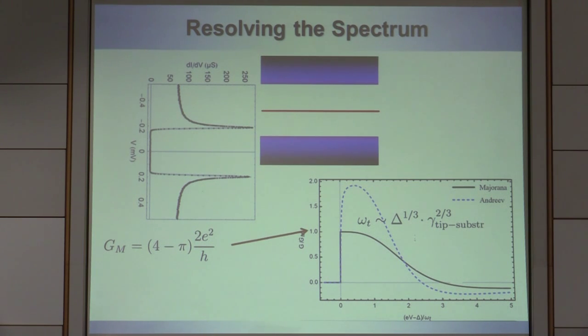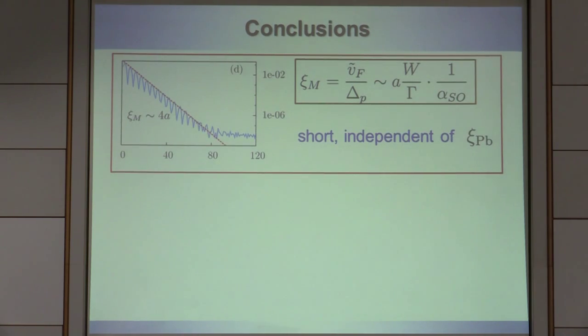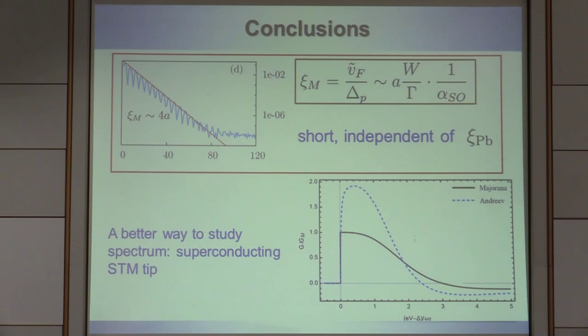So I will stop at that, and you can read it in more detail, and just conclude by saying that the main message here is that the localization of the Majorana state at the end of the Shiba chain may be independent of the xi in the host material. And the second thing is that it would be nice to repeat these experiments with a superconducting tip because you have much more resolution. So thank you.